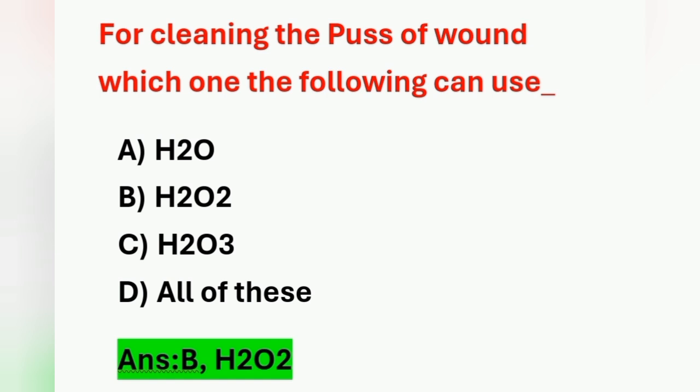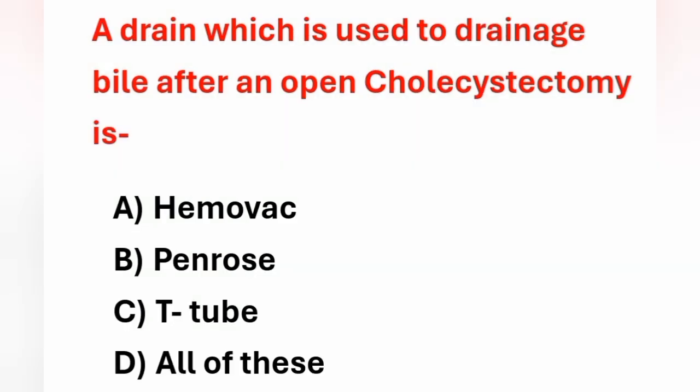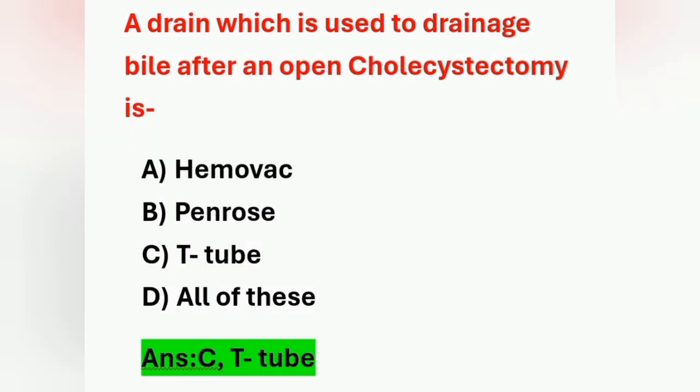Move on to the next question. A drain which is used to drain bile after an open cholecystectomy is. Options. Option A, Hemovac. Option B, Penrose. Option C, T-tube. Option D, all of this. Our question, which type of drainage tube is used to drain bile after cholecystectomy? It is T-tube. Option C is the correct answer. This is also one of the previous year questions.